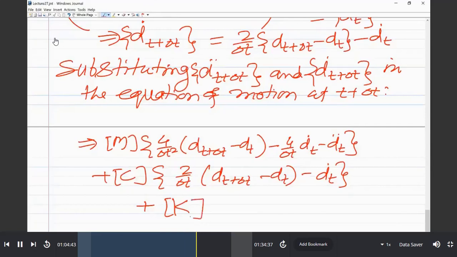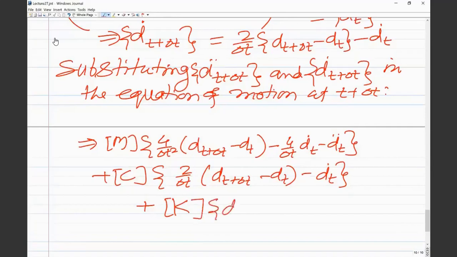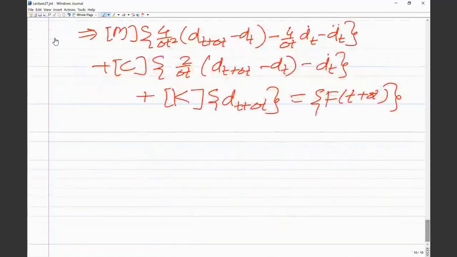So that will create, of course, the problem. But we will have K into d at t plus delta t is equal to f at t plus delta t. So this is how the equation of motion will be after substituting these. Now you can see, you can rewrite this equation, taking all the unknowns on the left hand side and all the known quantities on the right hand side.